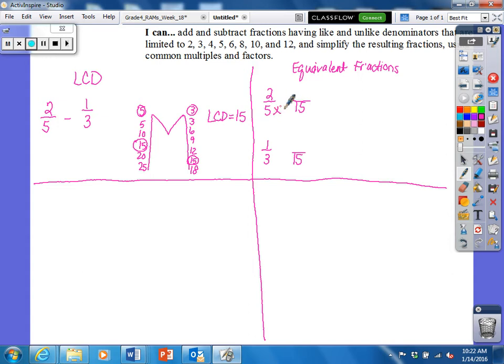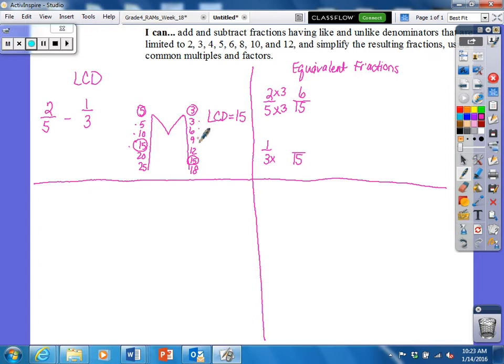So 5 times what gives you 15? We come back over to our list of multiples to help us out, and we count down to 15. 1, 2, 3. So 5 times 3 is 15. 2 times 3, because whatever we do to the bottom or denominator we do to the top or the numerator, gives us 6/15. Now 3 times what gives us 15?